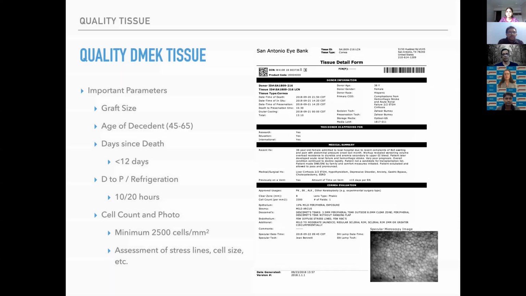In terms of Dmek tissue, we have kind of gone over this already. For me, the most important thing is we have to order our tissue. So I measure the corneal diameter in all my patients to choose the appropriate graft size, because if it's a small eye and you choose a large graft, you can't get it to unfold. Additionally, I always like to look at the picture and make sure that the cell count corresponds to the photo.